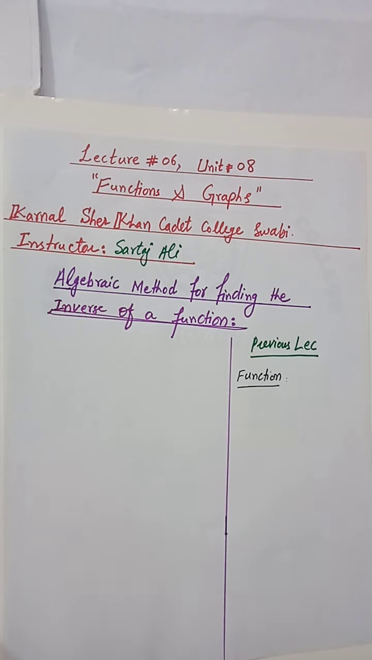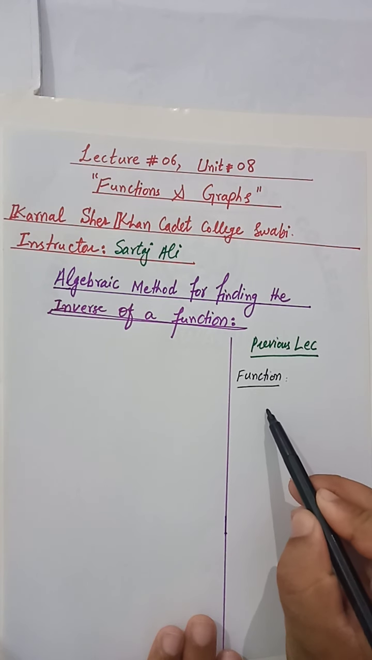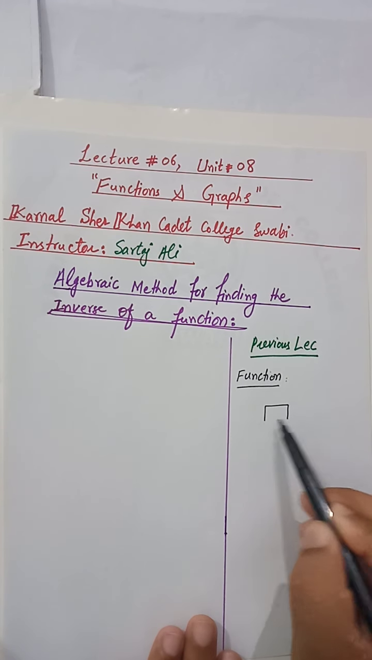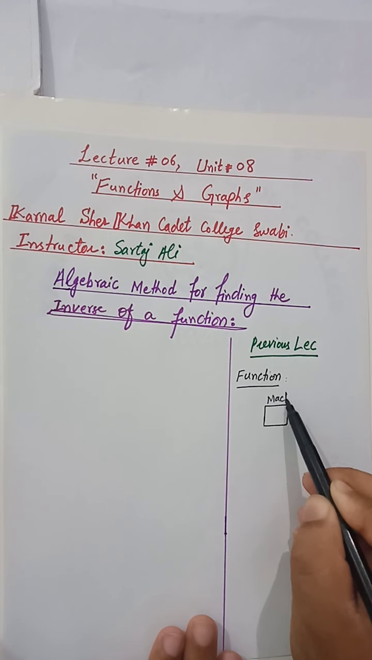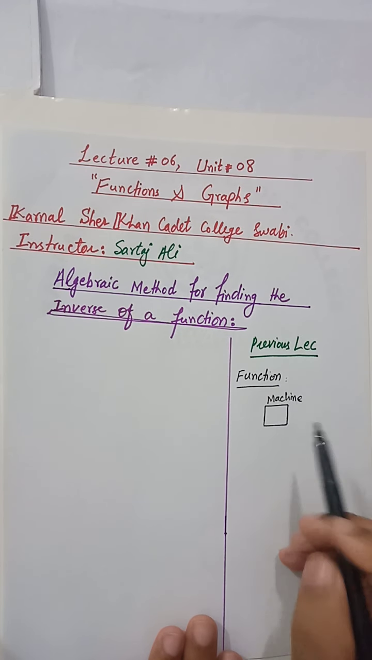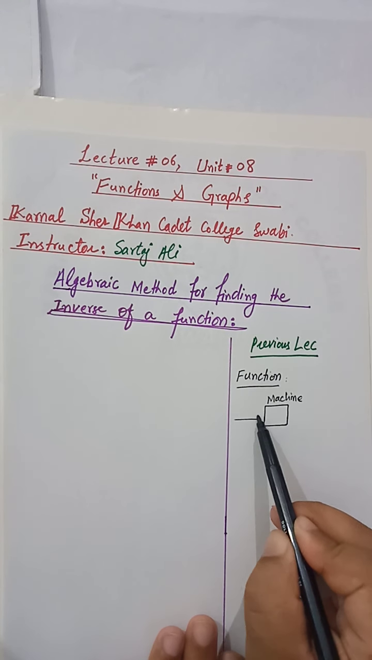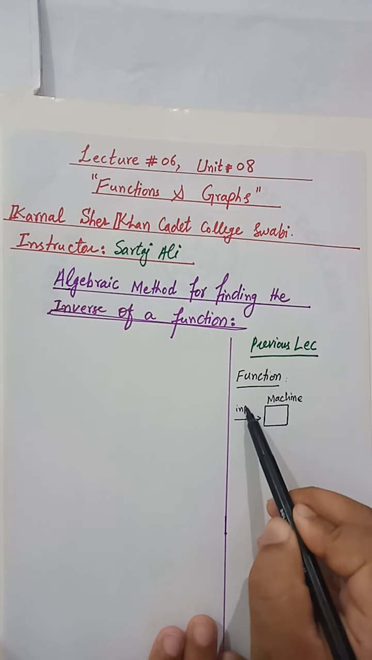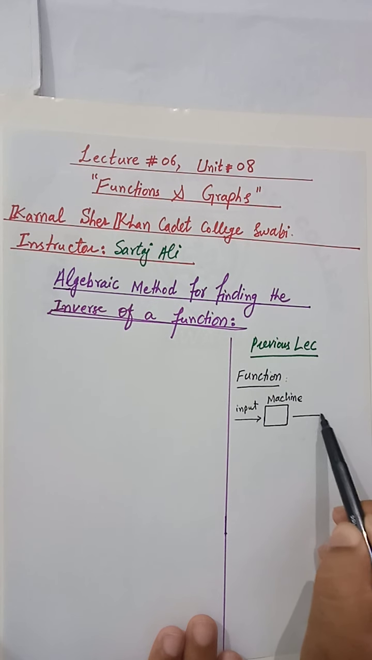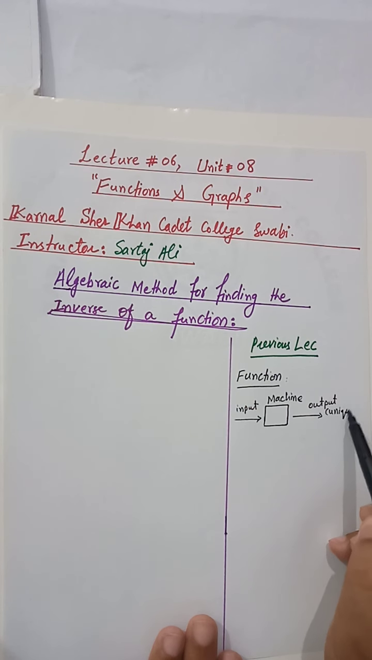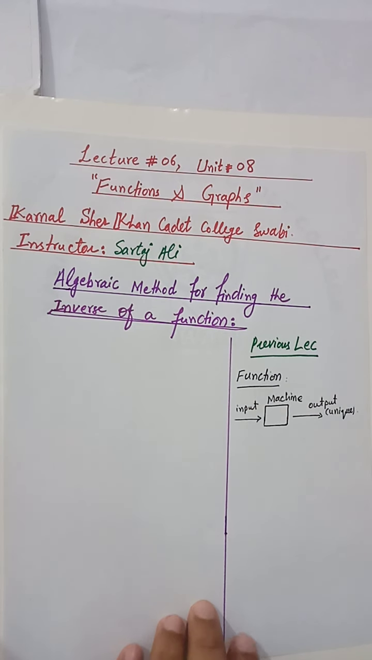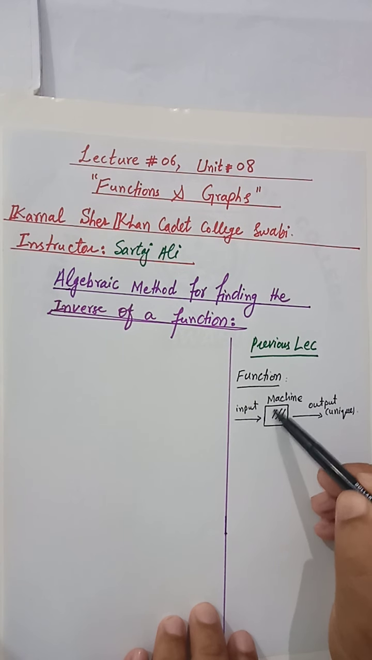So if I revise in short, a function is such type of machine or technique in which for each input the output must be unique. So in simple words, this is the definition of a function.